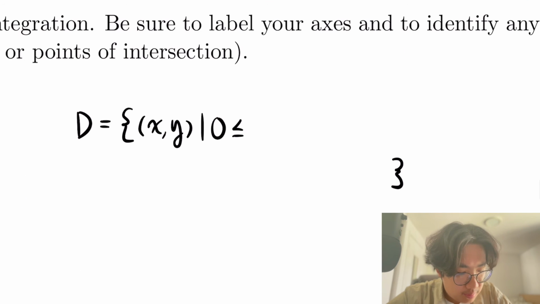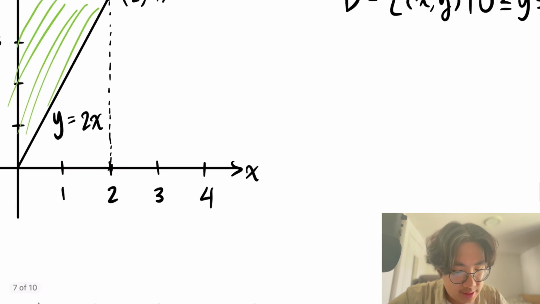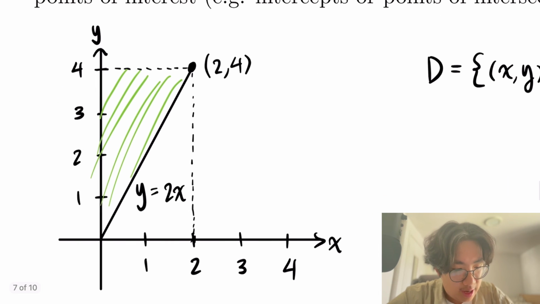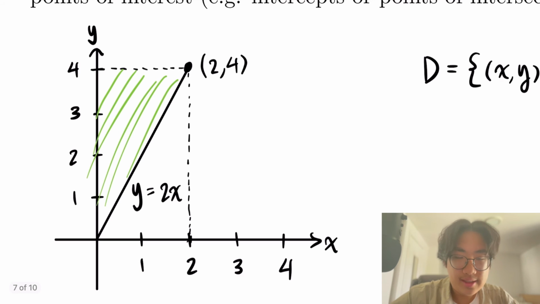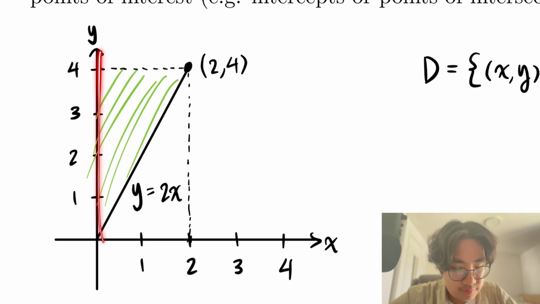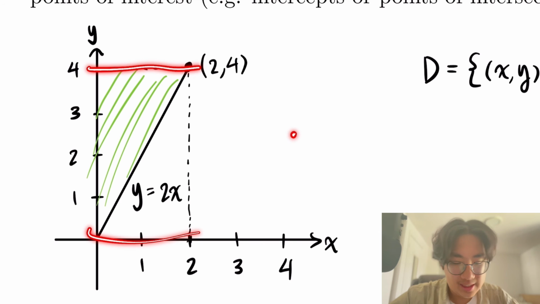0 less than or equal to y less than or equal to 4. X, on the other hand, we need to then figure out how to bound x now. So x goes from left to right. So this is again for type 1, where we go from bottom to top. For whenever we're doing a type 2 region, it's left to right now.